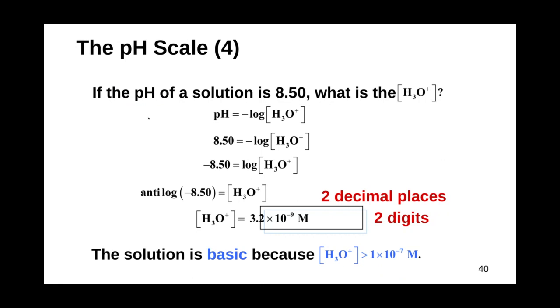Now, what is the concentration of hydronium if the solution has a pH value of 8.5? Well, we take our handy dandy equation, but this time we have our friend 8.5. Now, 8.5 equals the negative log of the concentration of the hydronium ions.